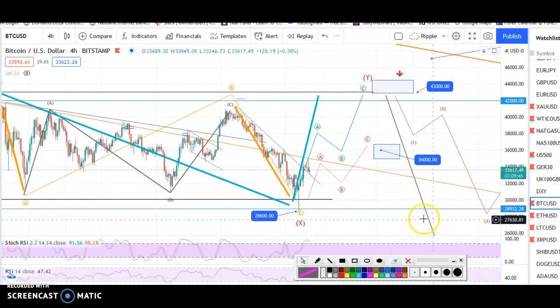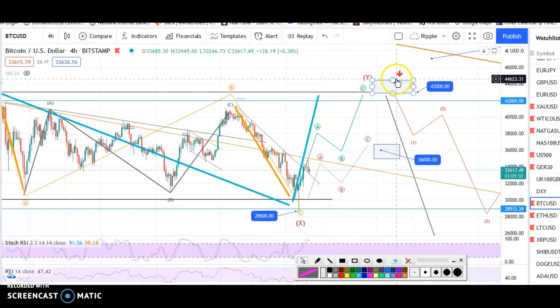So we kind of have to do this one here, the green one, which is the bigger A, B, C up to there, which will complete my wave Y. And from there, at the 43,000 level area, we should see reversal. Now, I would love to see it get up here, do a pin bar the way I did yesterday, and then close down below this area again.